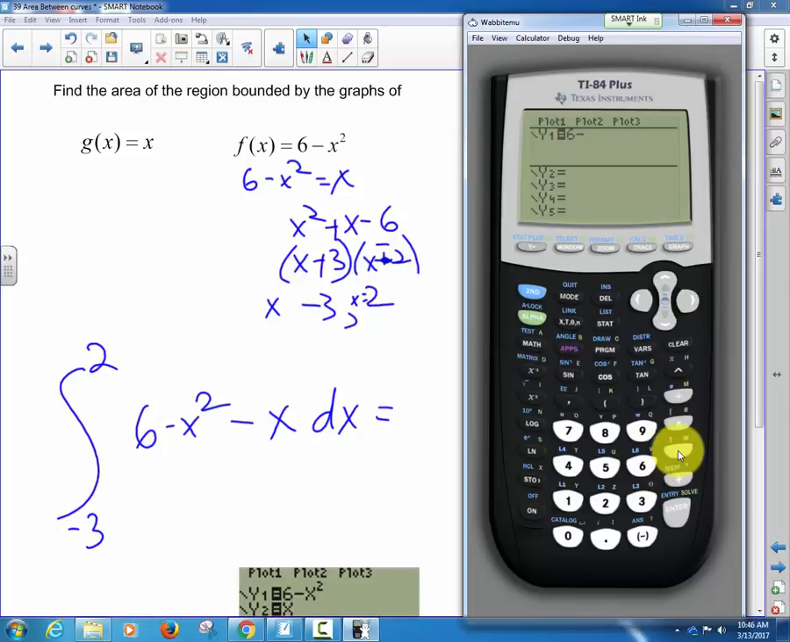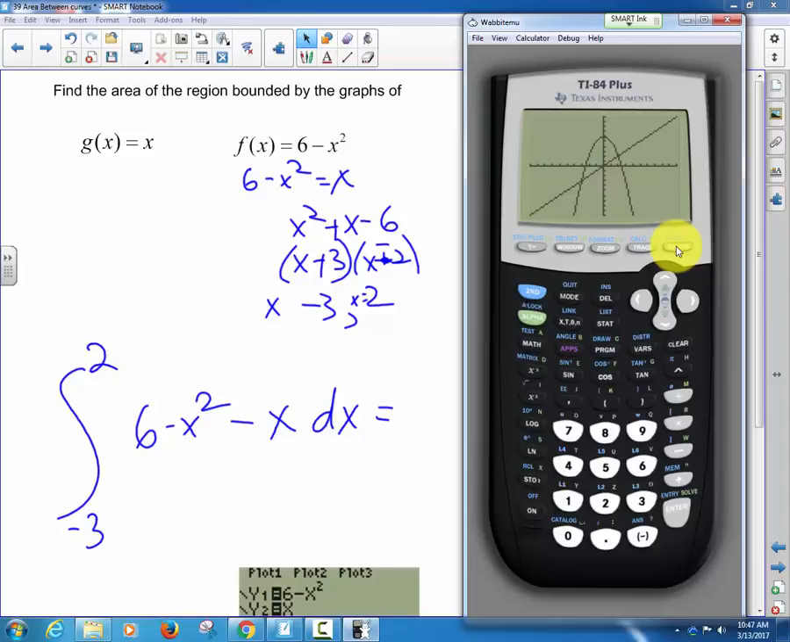6 minus x squared on Y1. And I'm going to just put x on that one there. That way, if it's something that's more complicated, I can use my calculator to help figure out which is the top and bottom. Because now when I press graph, it's going to show me Y1, my first one that it was graphing. So I can look at it and say, okay, that's the top function.